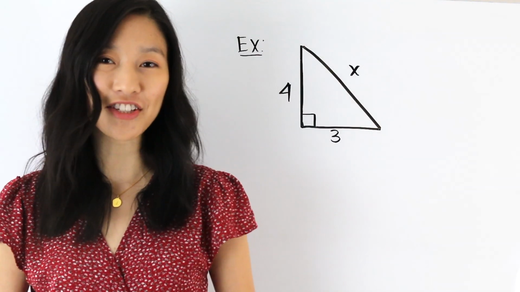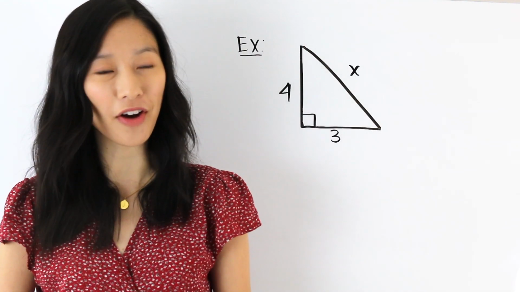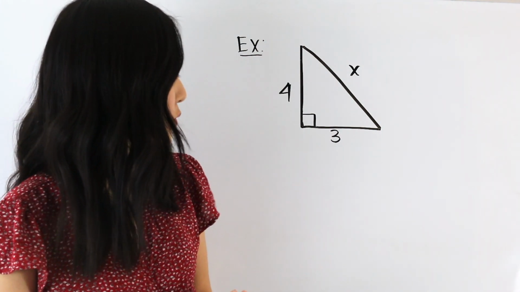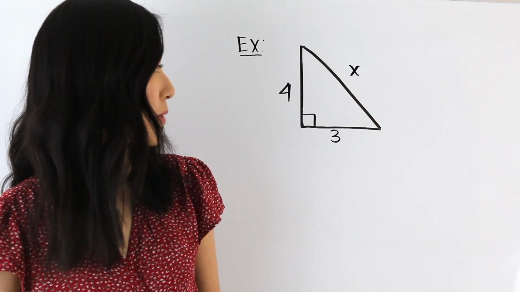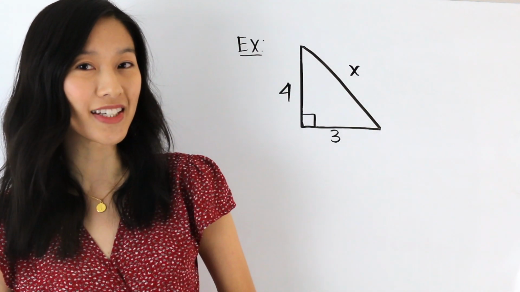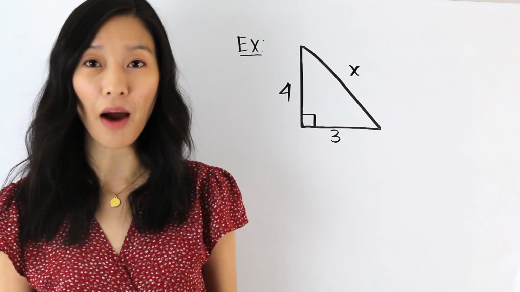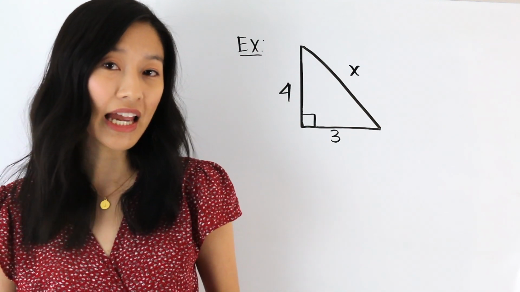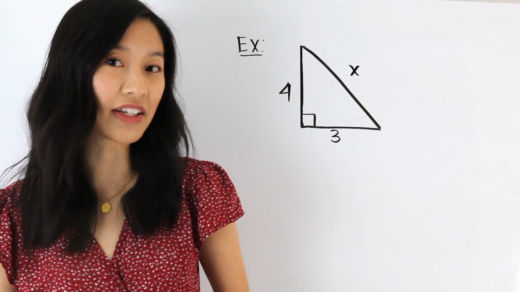So let's take a look at our first example. So here we have a right triangle, and we are given the values of the two legs of the triangle, but we don't know what the hypotenuse is. And this sounds like a perfect opportunity to use the Pythagorean theorem because we have a right triangle and we know two of the sides of the right triangle.